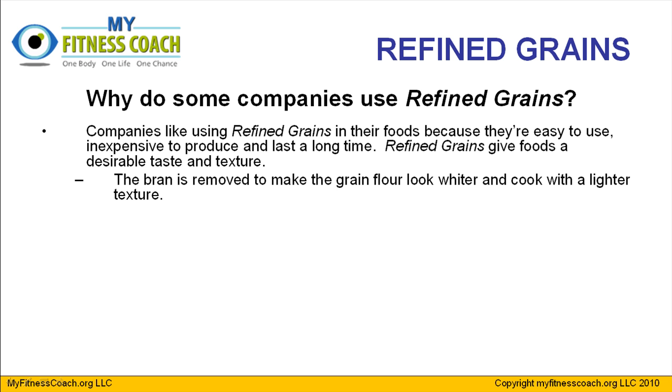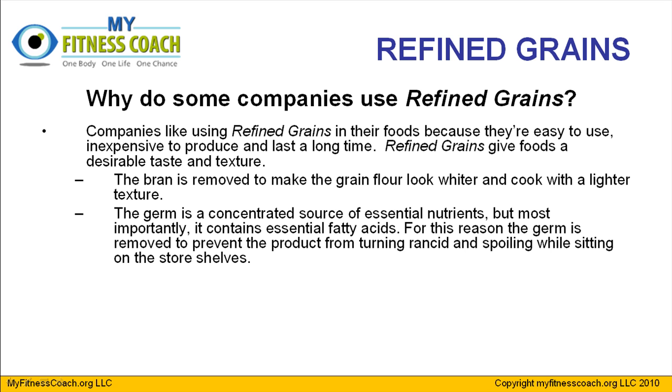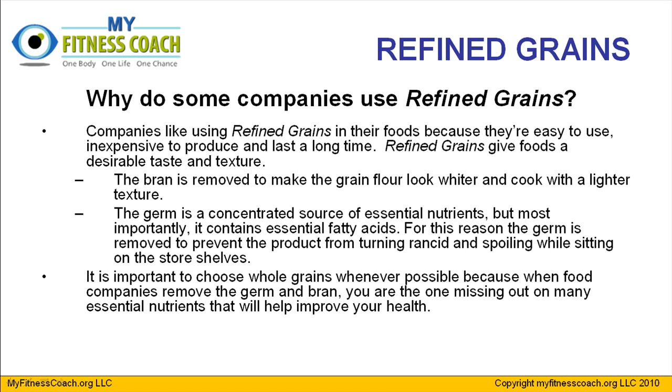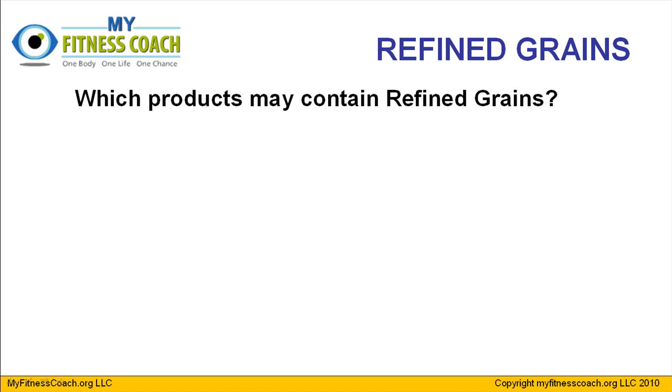The bran is removed to make the grain flour look whiter and cook with a lighter texture. The germ is removed because it's a concentrated source of essential fats. So they remove these fats because the products in essence can turn rancid and spoil faster when they sit on store shelves. So they remove the germ and they can significantly improve the shelf life of their product. So it's essential that you choose whole grains whenever possible because when food companies remove the germ and the bran, they are removing essential key nutrients that you need to improve your health.